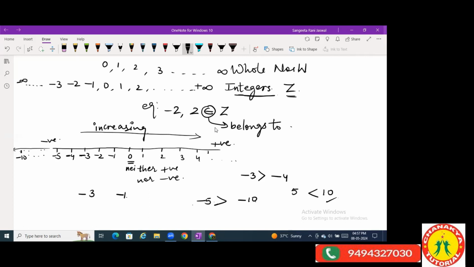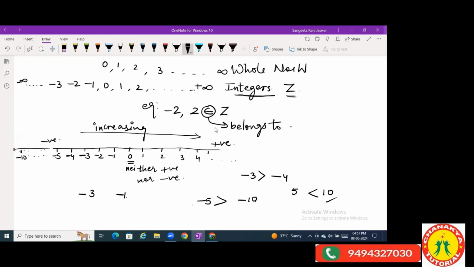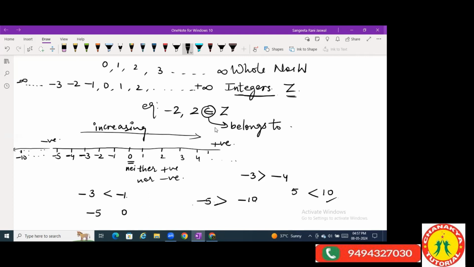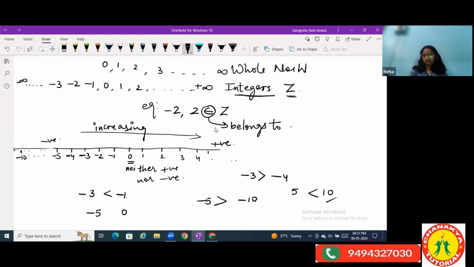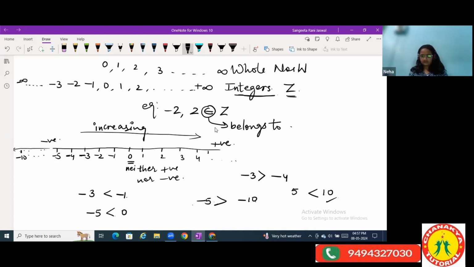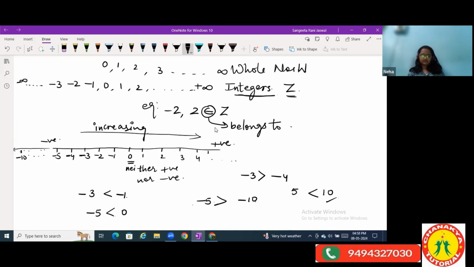Neha, you tell me now. Which number is greater here, minus 3 or minus 1? Minus 1. Great. Which number is greater here, Lakshita? 0. Yes. Because you can see on the number line, if minus 5 is towards the left side, 0 is towards the right side. This number is on the left, this number is towards the right.